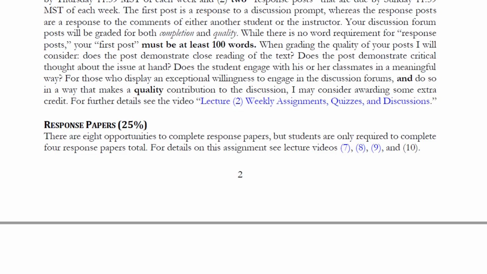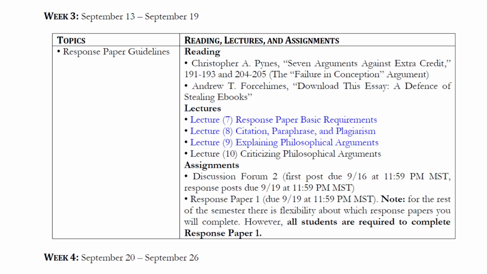However, this flexibility in choosing which papers you will complete comes with the following caveats. You must complete response paper 1, and then you must complete at least one paper out of the group of response paper 2, response paper 3, and response paper 4. There is much more to say about the response papers, but I will not do so here because later in the class, an entire week of the course will be devoted to explaining how to write a philosophy paper.